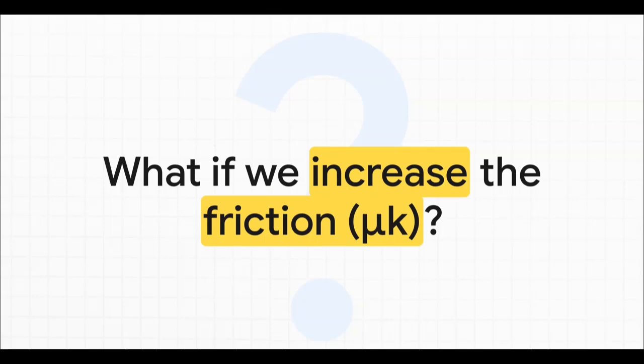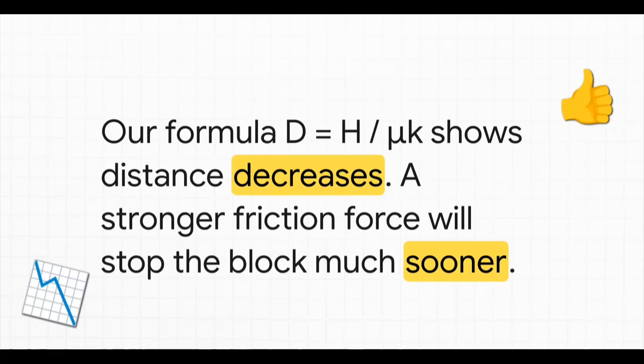Okay, next test. What if we make the surface rougher? What if we crank up that coefficient of friction, mu k? And again, the formula works like a charm. D is inversely proportional to mu k. So a rougher surface means a bigger friction force, and that's going to bring the block to a stop a lot sooner. It just makes sense, right?